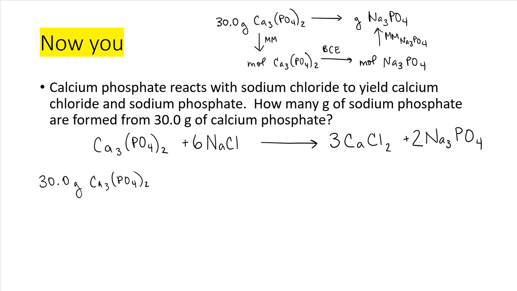Now the molar mass, and again, I'm doing this on the fly, so you will hear me calculate things. We have 3 calciums, so that's 3 times 40.08. 3 times 40.08 plus 2 phosphorus, 2 times 30.97 plus 8 times 16. That gives us a molar mass of 310.18.